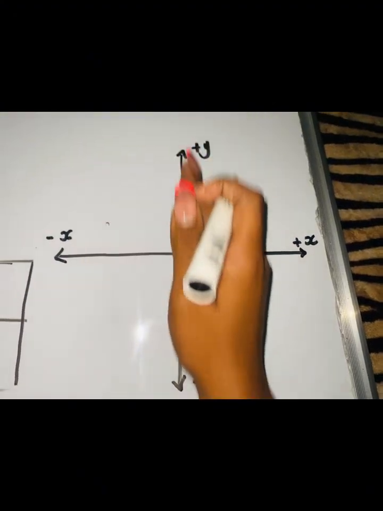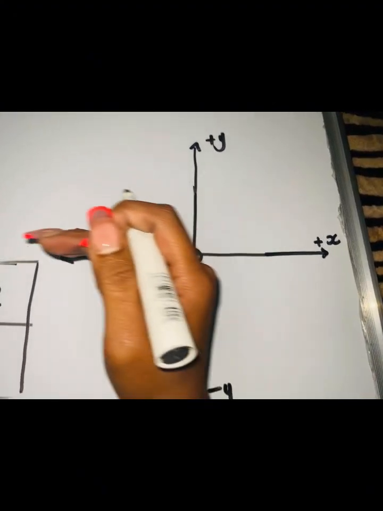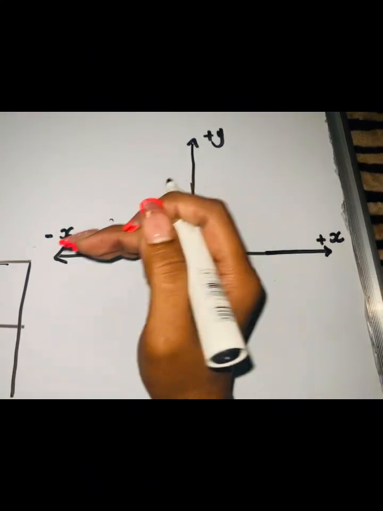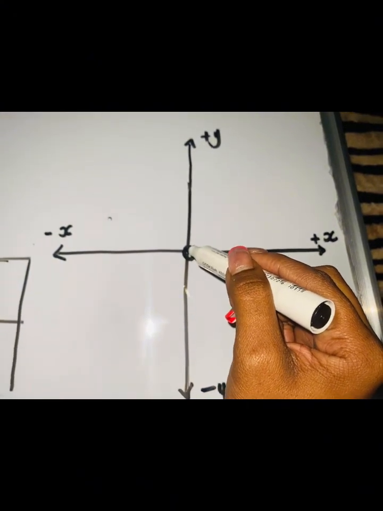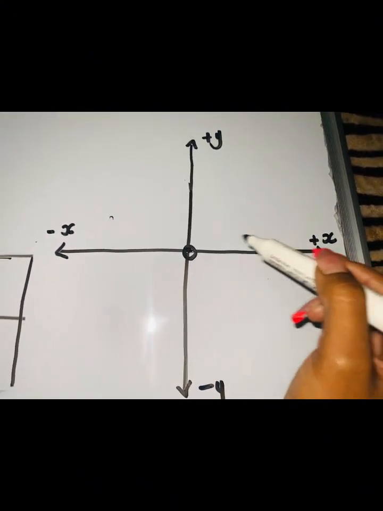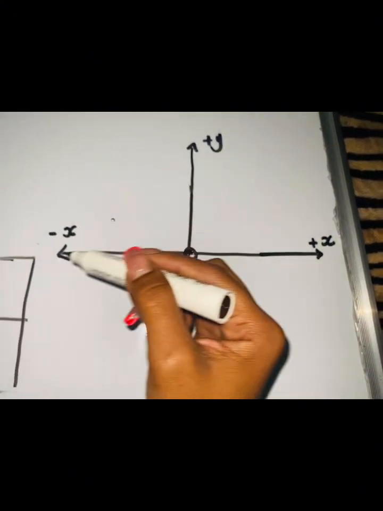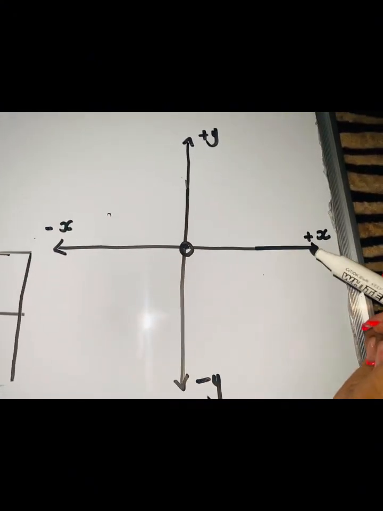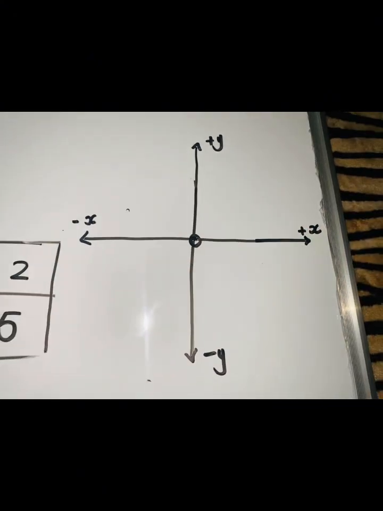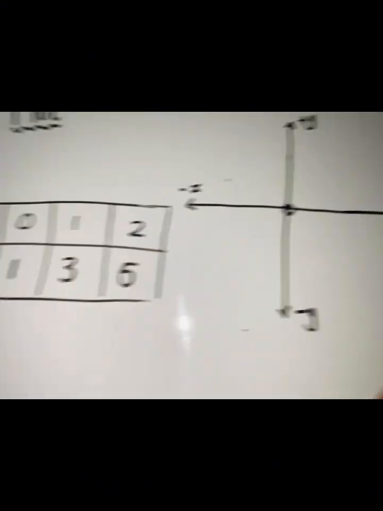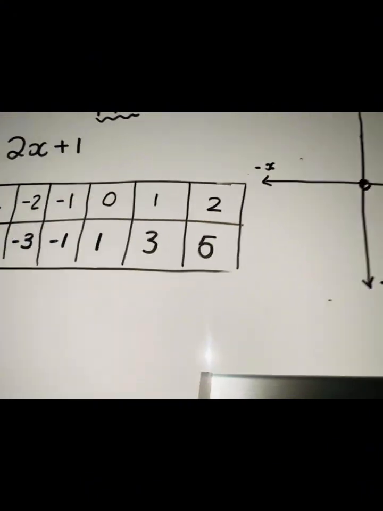On the vertical, we have the y-axis. On the horizontal, we have the x-axis. This 0 divides our Cartesian plane into the positives and the negatives. So we have negative and positive x-axis, and we have negative y's and positive y values. Right, so how do we plot this?